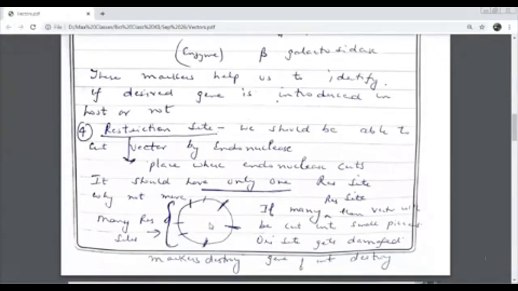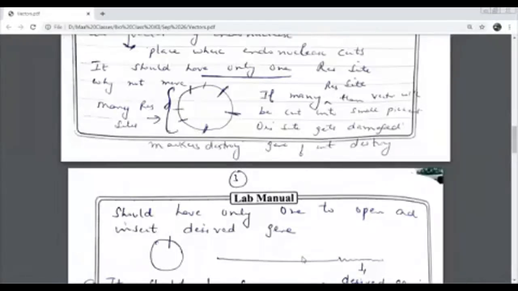And the fourth thing which each vector should have is what site? Restriction site. When I say restriction site, it means it is the place where what happens? It is cut by endonucleases. The place where endonuclease cuts. Now, it should have only one restriction site, preferably, because if it is cut at many places, then your ORI site may get damaged, your markers may get destroyed. And most important, your gene of interest may also get destroyed. So there is no point, the replication process will not start, the gene itself is not left.